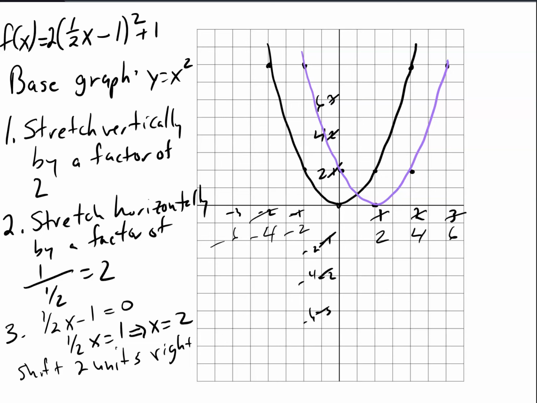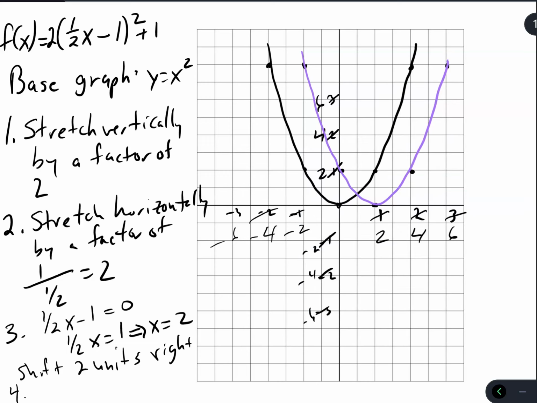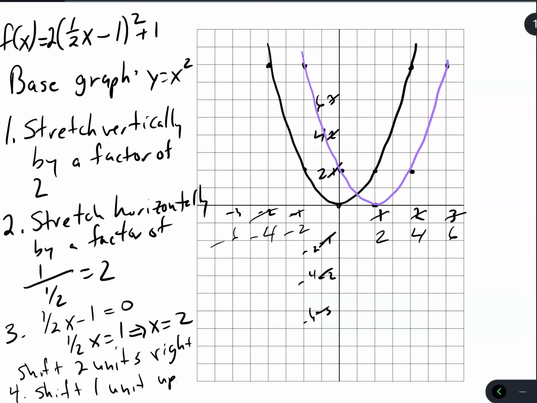Just shifted over. And then finally, the last thing we have, that plus 1 represents a vertical shift, and we're going to shift 1 unit up. Now remember, again, we've changed the scale. So shifting 1 unit up is going to go here, right? Not all the way up to here, because that now represents 2 units. So we're going to go 1 unit up for all of those. And now graph that one. And so the red graph represents our final graph.